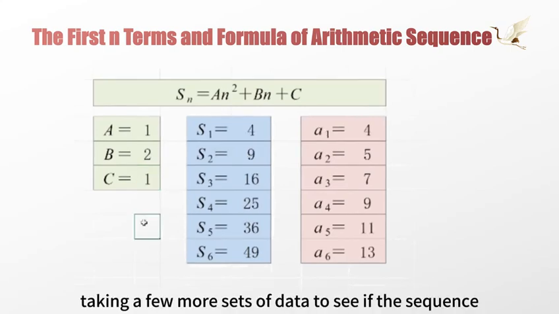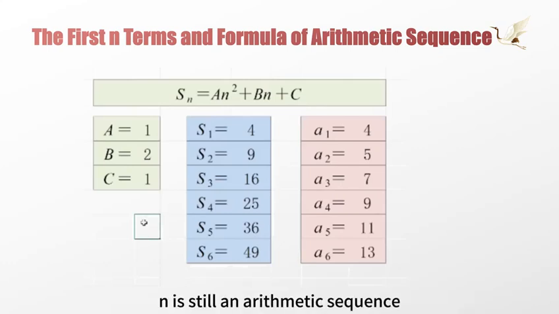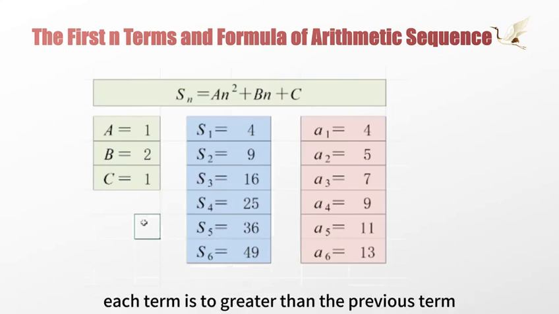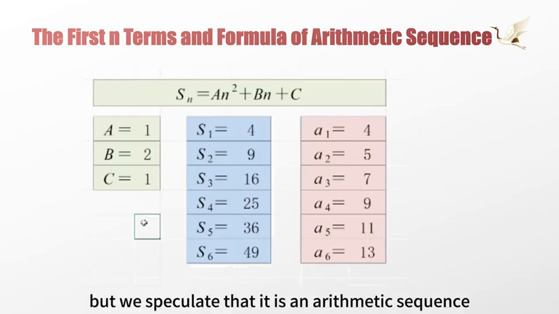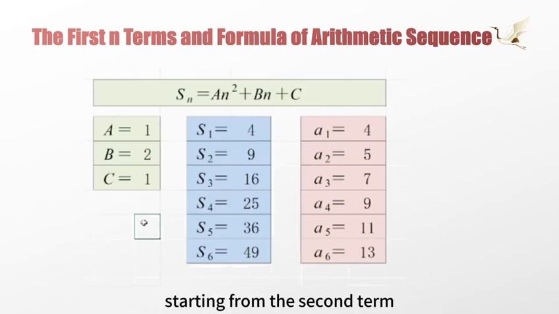Let's try taking a few more sets of data to see if the sequence {aₙ} is still an arithmetic sequence. For example, we take a as 1, b as 2, and c as 1. Calculate that a₂ is 1 greater than a₁, and starting from a₃, each term is 2 greater than the previous term. This shows that the sequence {aₙ} is not an arithmetic sequence, but we speculate that it is an arithmetic sequence starting from the second term.